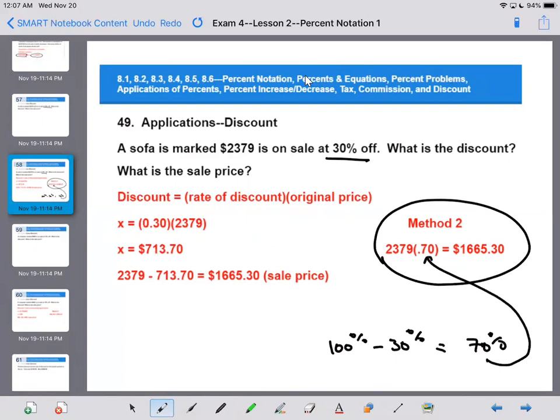So if you take the sofa, what it's marked, and take 70% of it, then what we see is the discount or the sales price. So the discounted price is $1,665.30.